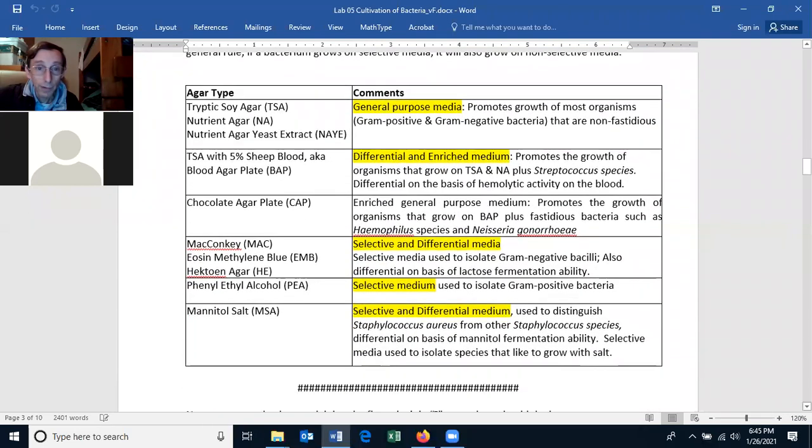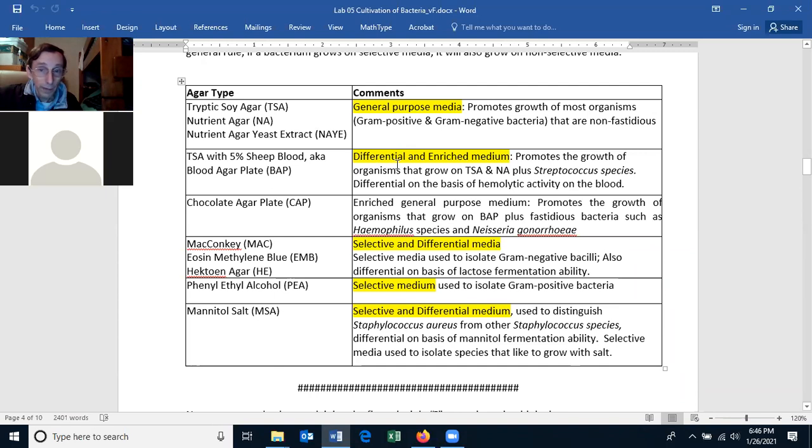All right, so you should know this table. It's showing you the general purpose media, TSA, NA, and NA, promoting the growth of most organisms, but not all organisms. You will not get fastidious organisms to grow on these media, the general purpose media.